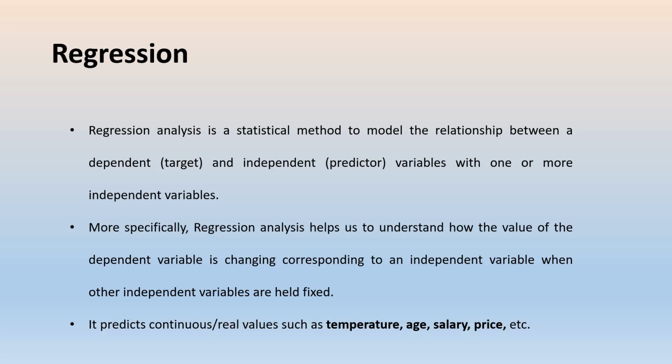As we discussed, it is a statistical method to model the relationship between the dependent and the independent variables. These dependent variables are called target variables and the independent variables are called predictor variables, with one or more independent variables. More specifically, regression analysis helps us understand how the value of the dependent variable changes corresponding to an independent variable when the other independent variables are fixed.